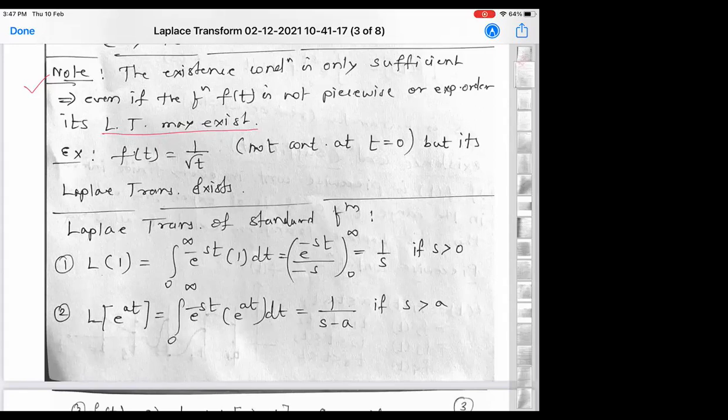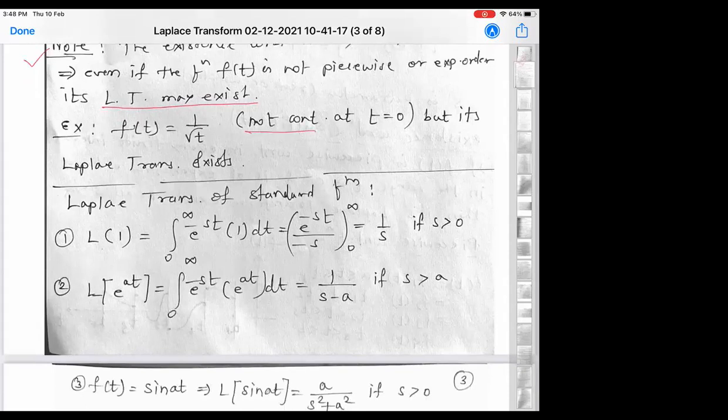That is what we can understand. Okay, so like examples are quoted, 1 upon root t, which is not continuous at t is equal to 0. Because if you put t is equal to 0, the answer is infinite. So certainly at t equal to 0, this is not a continuous function.